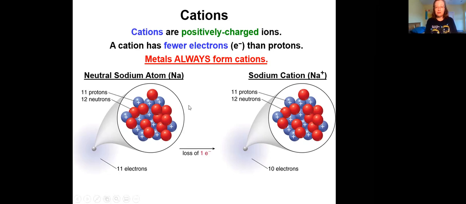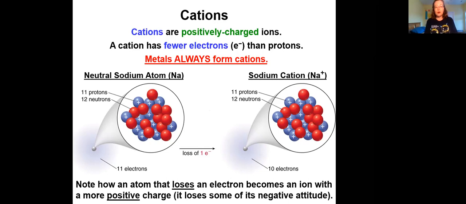Sodium is a type of metal. Metals always lose electrons. They always form cations. In sodium's case, he loses one electron and becomes a sodium cation. By losing an electron, he became more positive. He now has a positive 1 charge. I want you to note again how an atom that loses an electron becomes an ion with a more positive charge. So the signs are backwards. I subtract an electron, I gain a positive charge. It's losing some of its negative attitude.